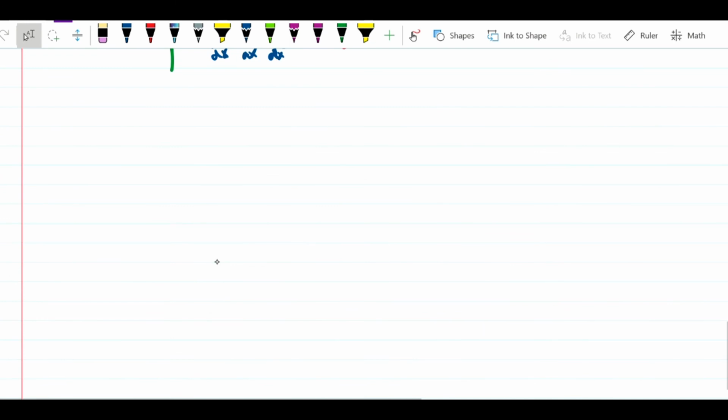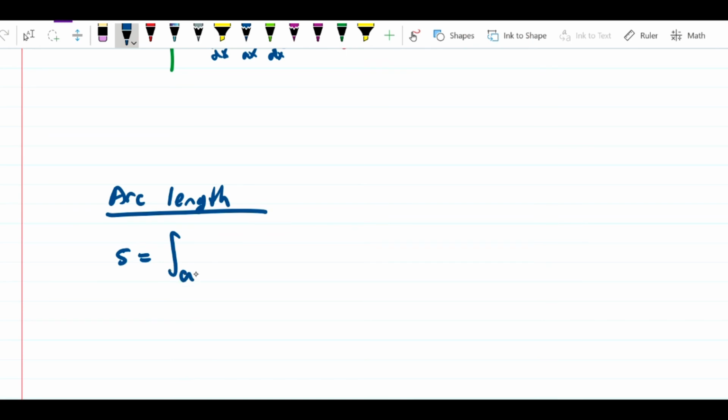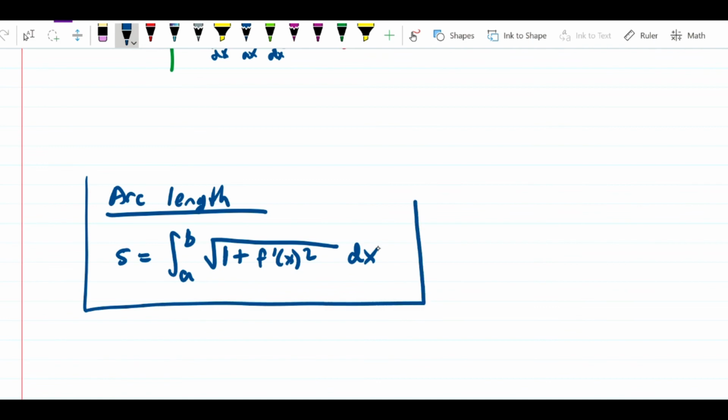So that brings me to the formula for arc length, and that gives us s is equal to, the lowercase s is the symbol we use for arc length, is equal to the integral from a to b of the square root of 1 plus f prime of x squared dx. This is the formula that you have to know.